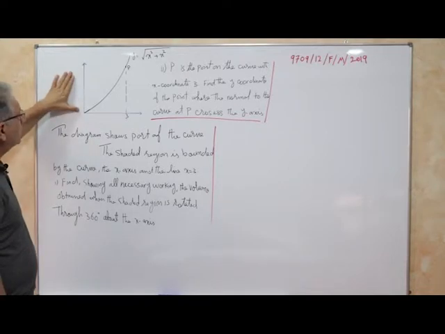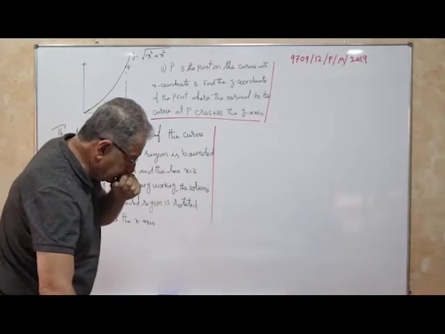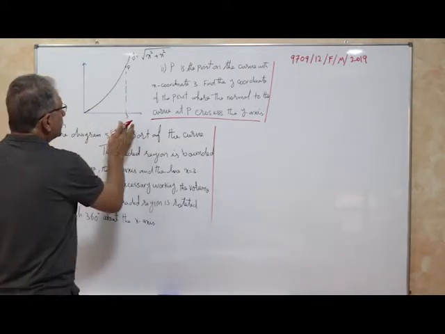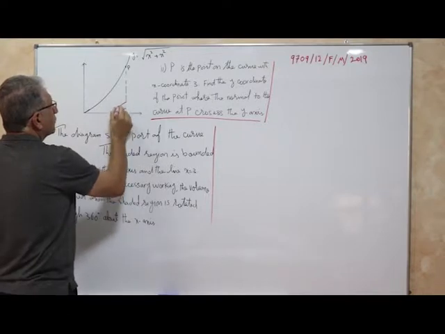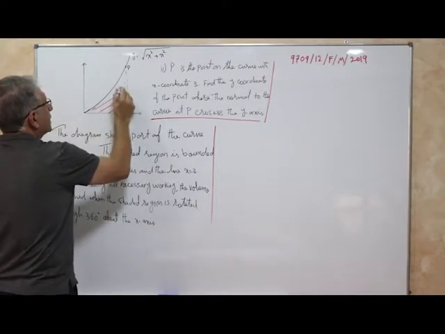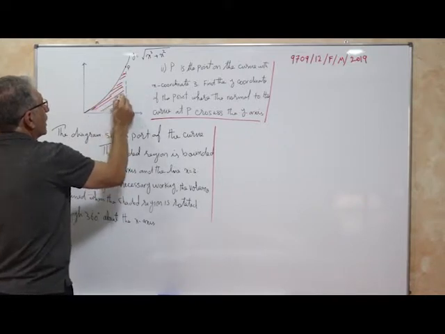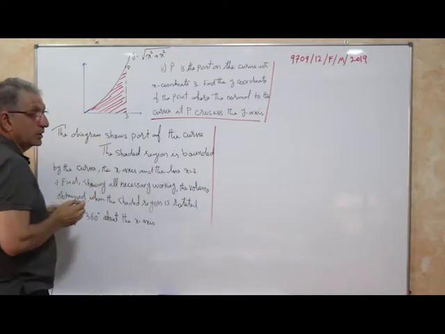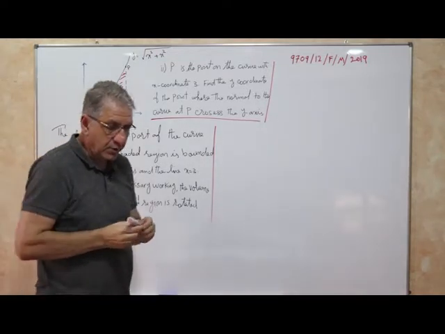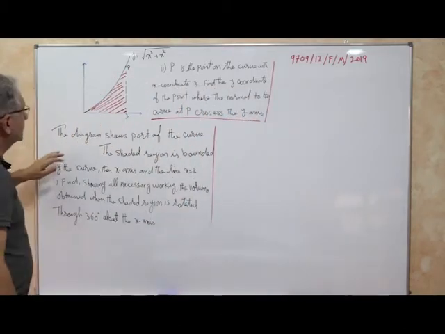There is a curve. We are going to rotate the curve to get a 3D shape. We are going to find the volume of that. Therefore, this is the shaded area which we are going to rotate about the x-axis, and then find the volume of this 3D shape that has been generated. Okay, now let us see what the question says.